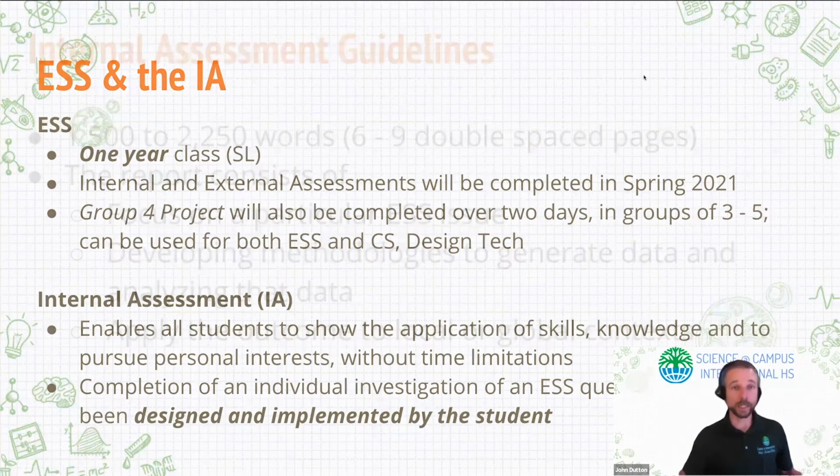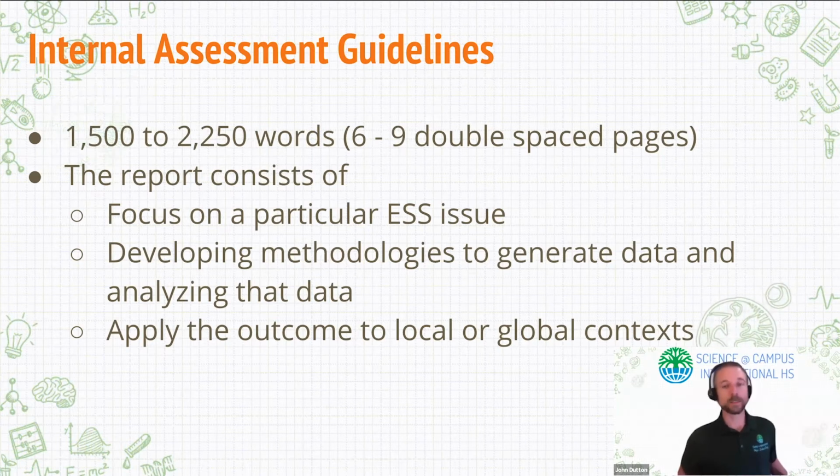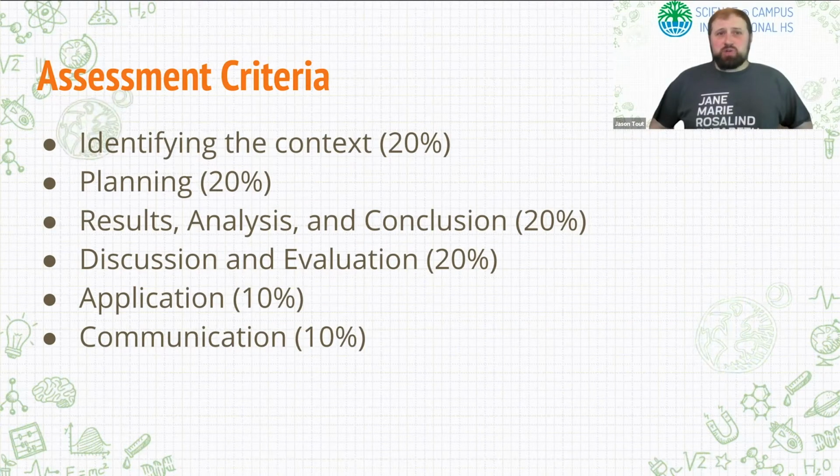So a few guidelines about this internal assessment. It is a 6 to 9 double-spaced page essay. It's paper, but it's based on an experiment that you design based on an issue that you choose, and you are designing all of the steps, and then you are applying what you experiment on to the local and the world as a whole. Your IA is assessed or graded on 6 different criteria.